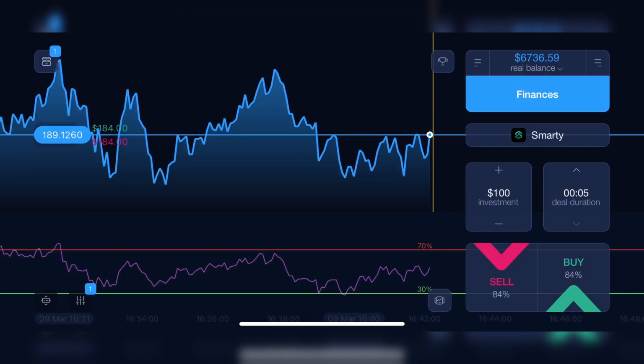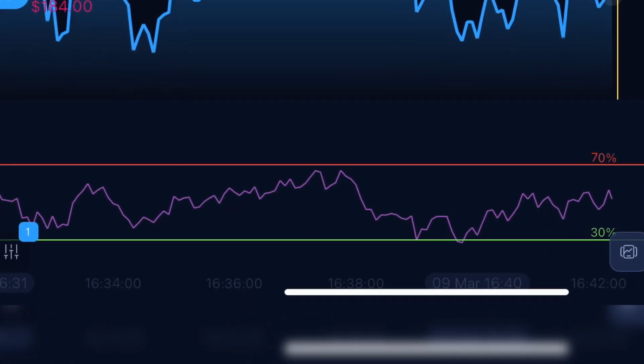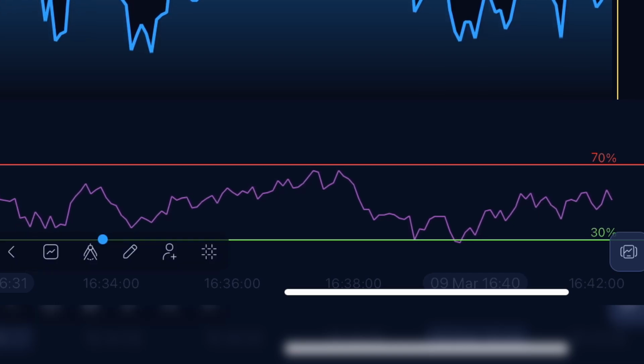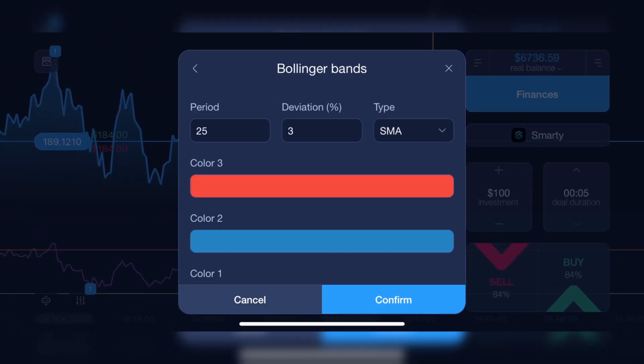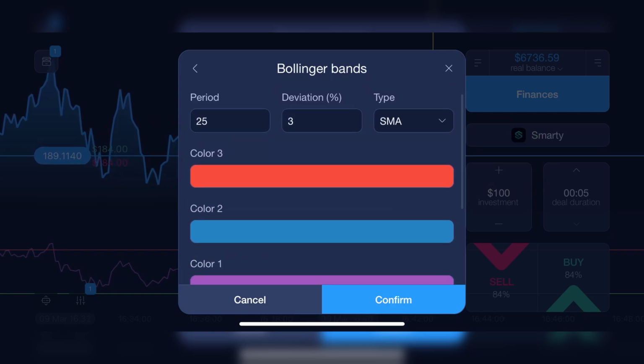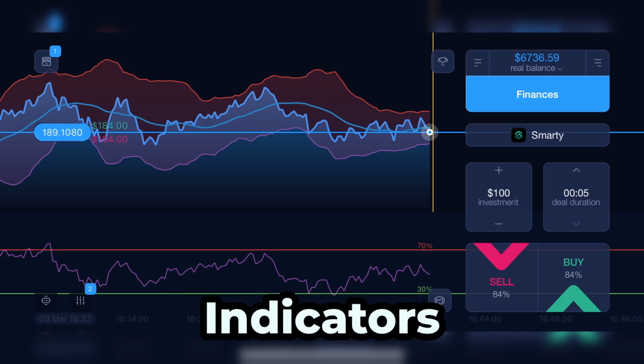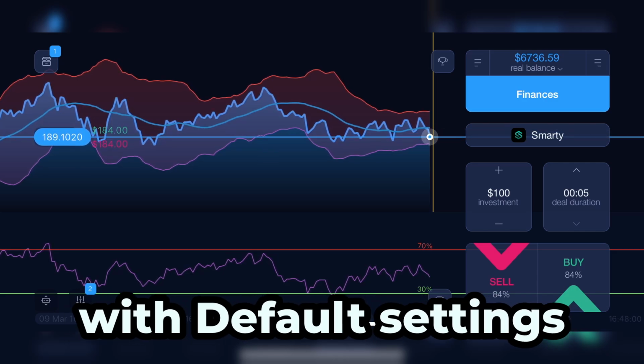The first indicator is the RSI indicator. This will help us to see if the market is in an oversold or overbought state. The next indicator is the Bollinger Bands indicator. This indicator will help us to confirm the trade. Both of these indicators are added with default settings.